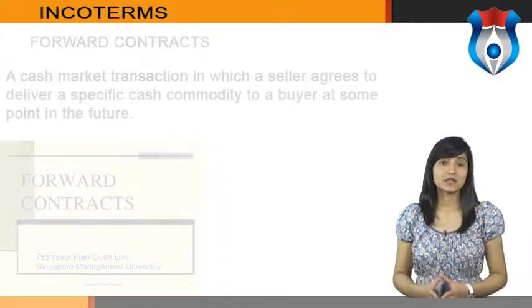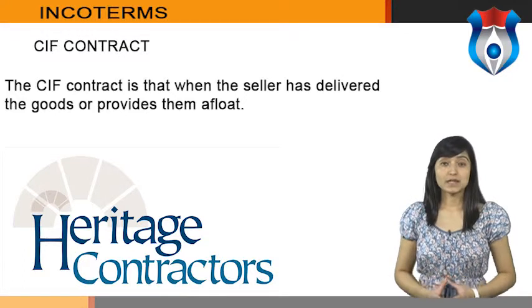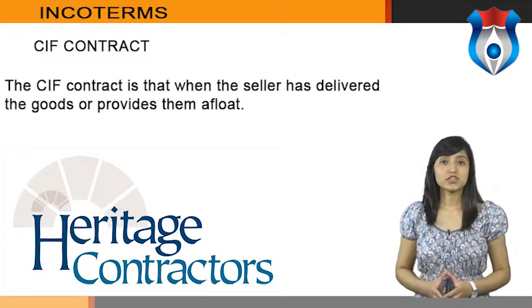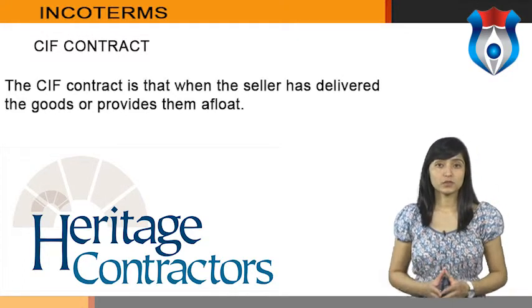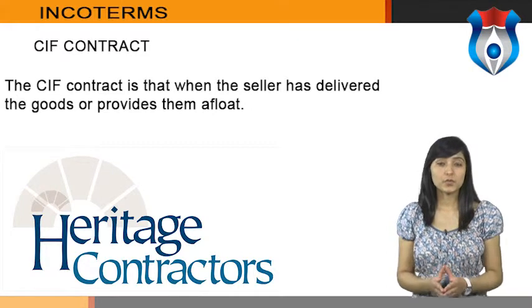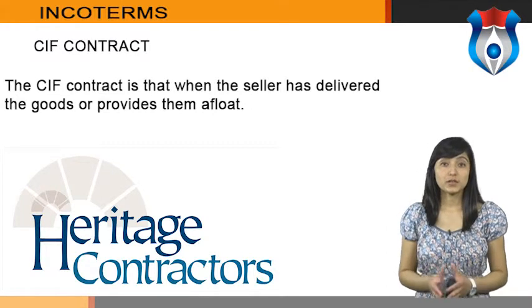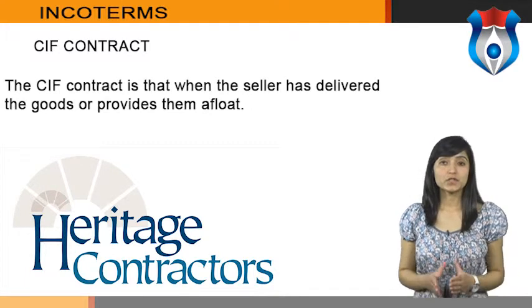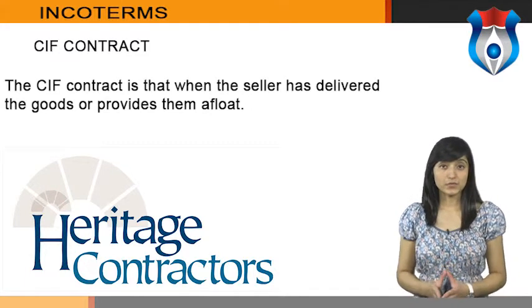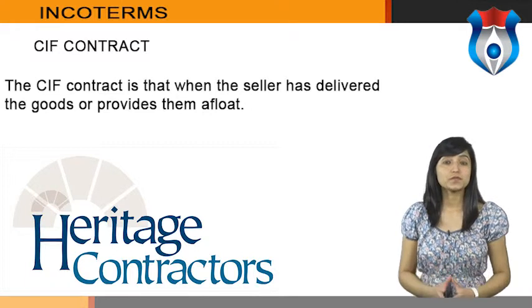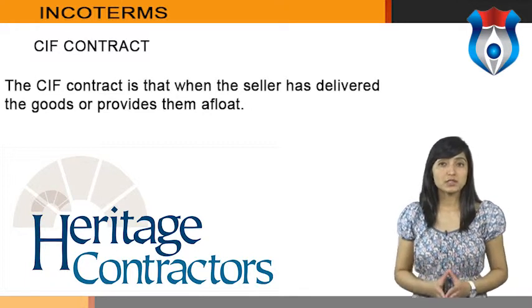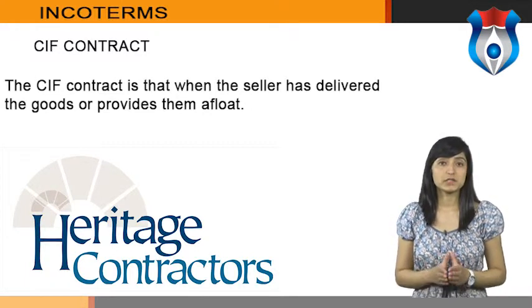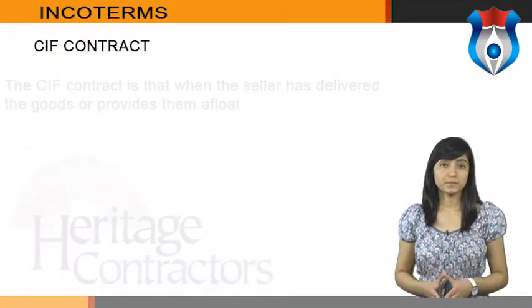The CIF contract is one in which the seller has delivered the goods or provides them afloat. The seller has to perform the contract by tendering conforming documents to the buyer. The significant feature of a CIF contract is that performance of the bargain is to be fulfilled by delivery of documents and not by actual physical delivery of goods by the seller.